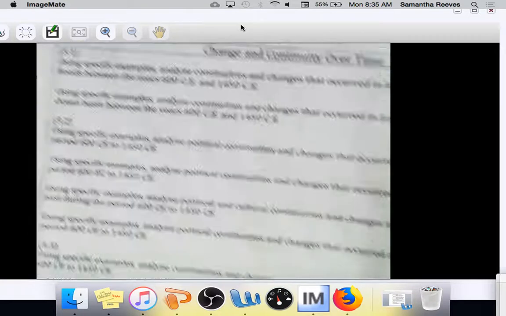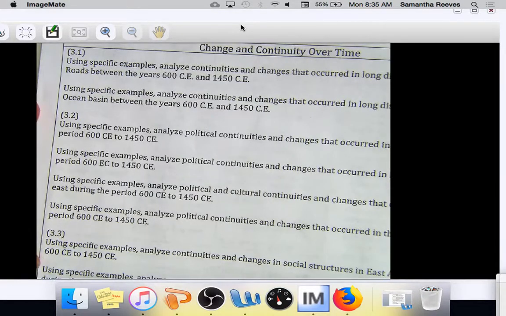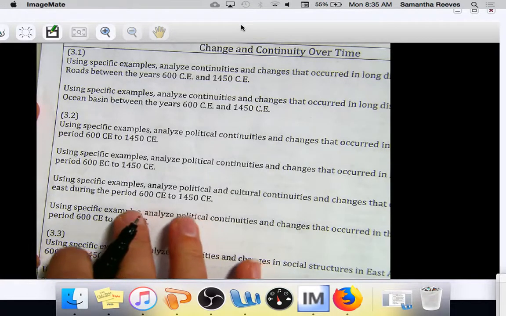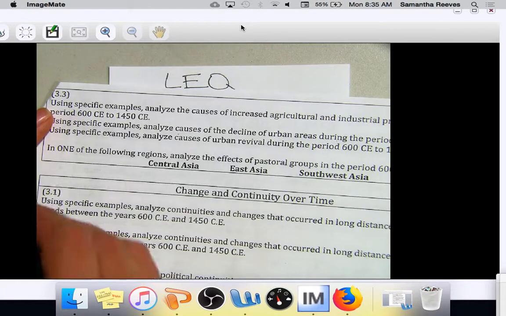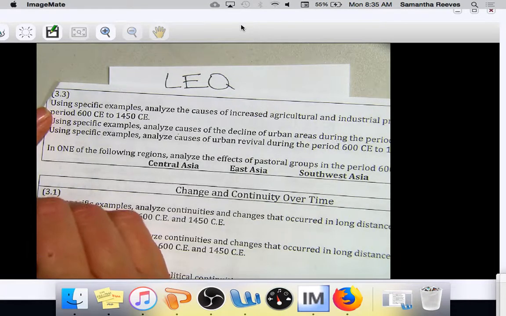I want this one. Well, how about we do an easier one? Yes. All right, here we go. We're going to look at this one. Number one, it's an easier one.